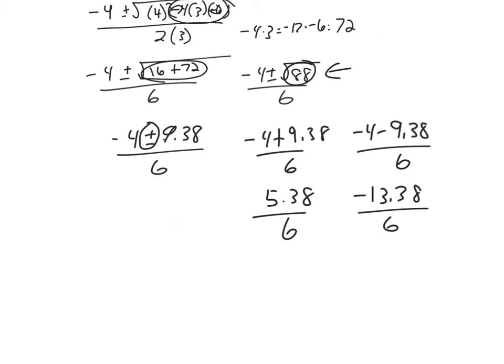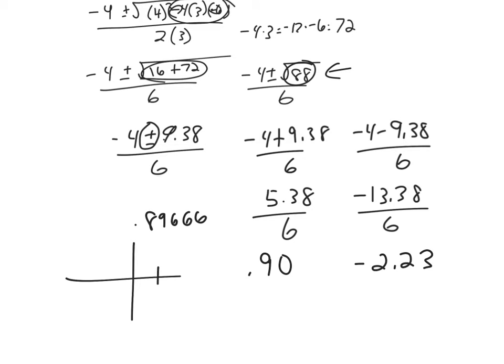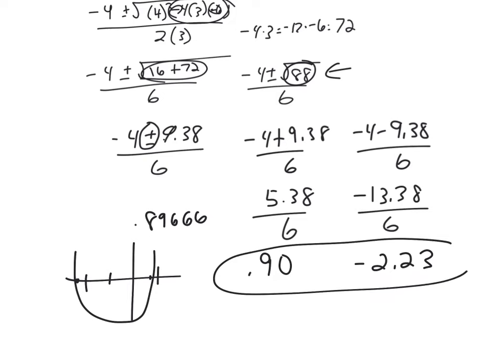So 5.38 divided by 6, remember I want two decimals, is 0.89666666. So that'd be 0.90, right? And then 13.38 divided by 6 is 2.23. So this is going to be a -2.23. So in other words, our parabola, there's 1, would cross about here at 0.9, and there's 2 about there. It looks something like that. Actually, it's probably a lot steeper than that, but that's in general. But that's where it crosses, those 2 points.